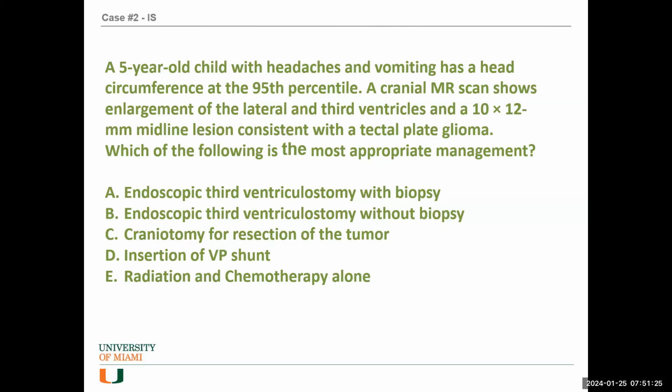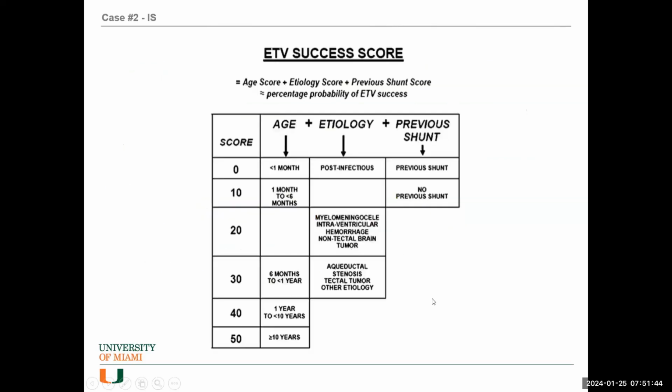The best thing to do for this kid is to treat the hydrocephalus, right? And so the question is really asking you, do you understand when an ETV would be preferable to a VP shunt? So the answer to this question was endoscopic third ventriculostomy without a biopsy, because of this, right? This is something you should always use, the ETV success score, to help guide a lot of these decision makings that you do.